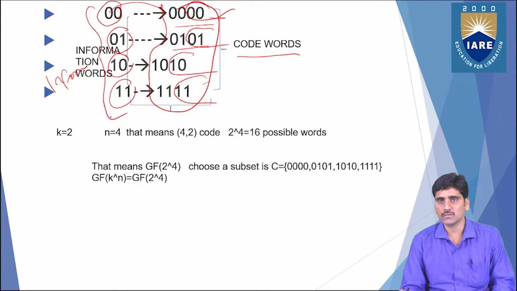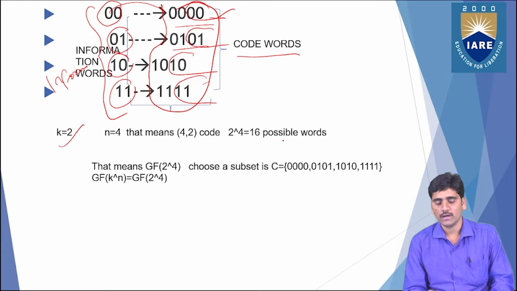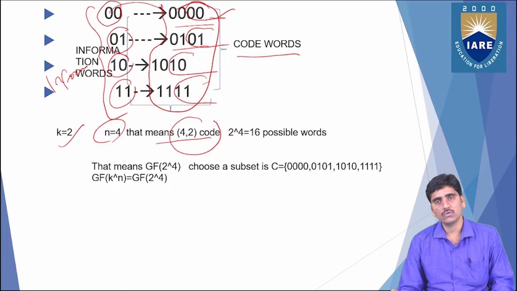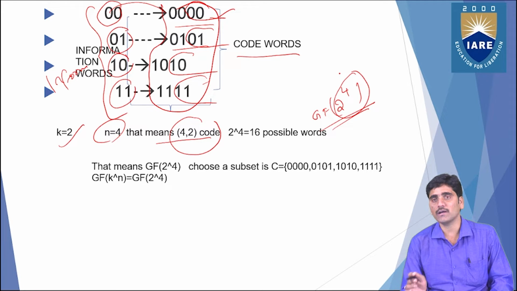So from this Galois field, we can rewrite it as k equals 2 and n equals 4 from this point of view. That means the code is what? It is said to be a 4, 2 code. So the 4, 2 code is nothing but, you can write GF of 2 power 4. The number of elements in the field following all the properties, then it is said to be a field. So that is what we wrote in previous slides, right?